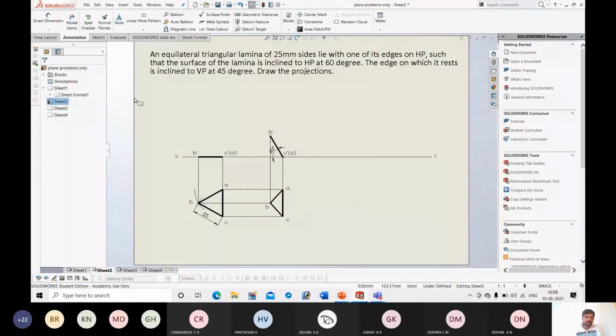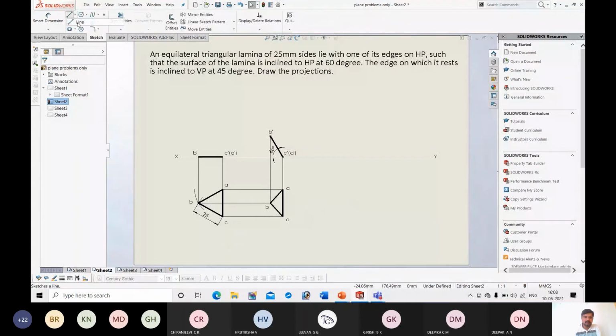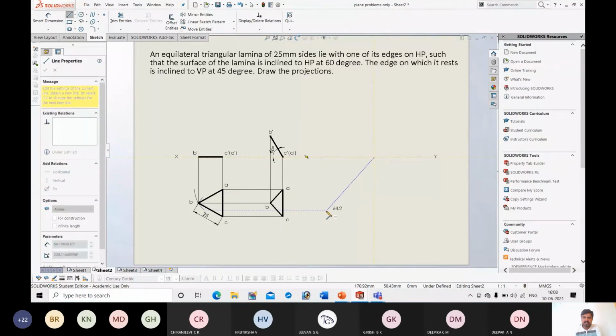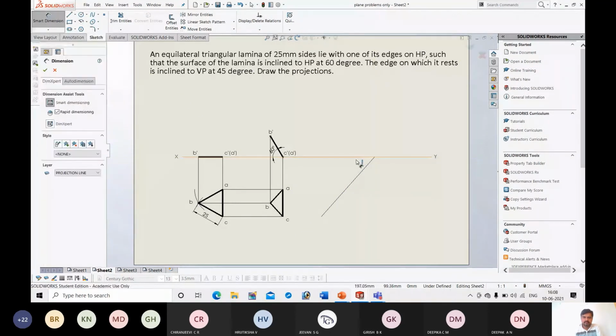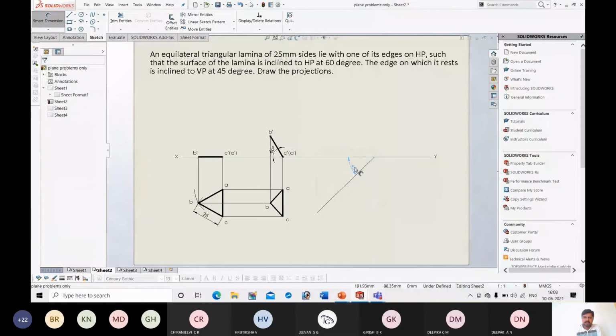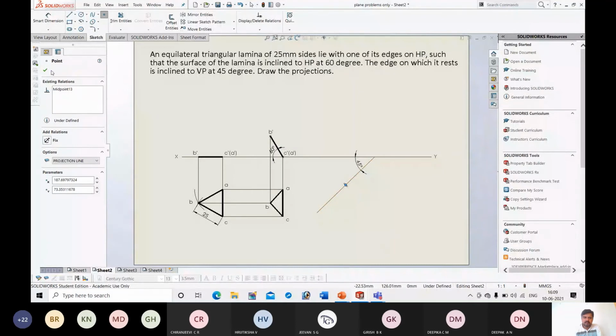In the construction, first I will draw a 45 degree inclined line. Draw a line which is inclined at 45 degrees to XY, like this. Next, on this line, mark a point at a convenient distance. I will mark it here. So this is point A. Next, I should get point C also on this line only.